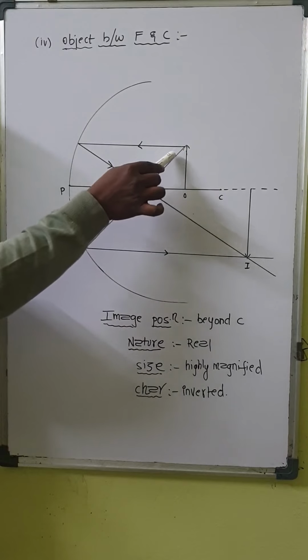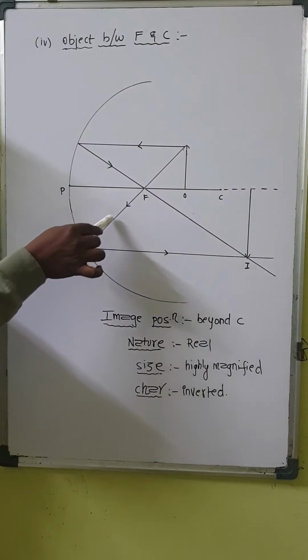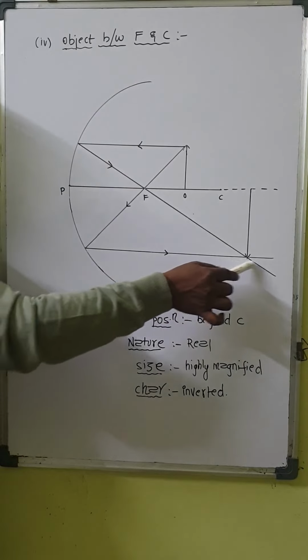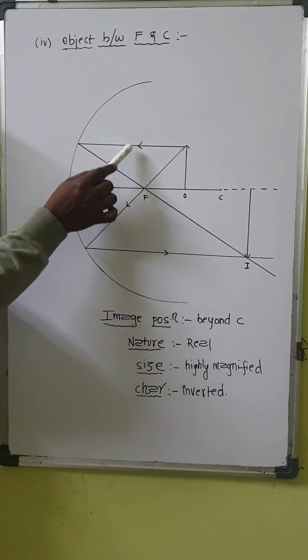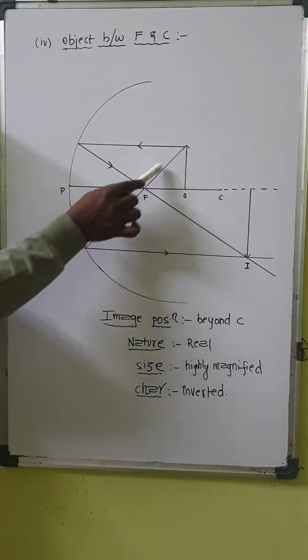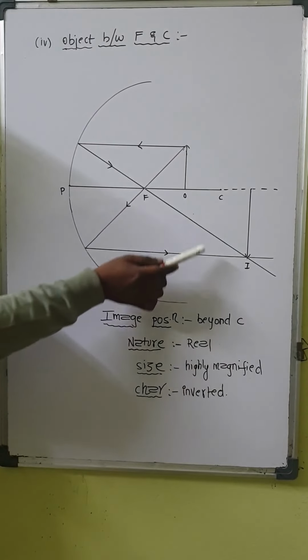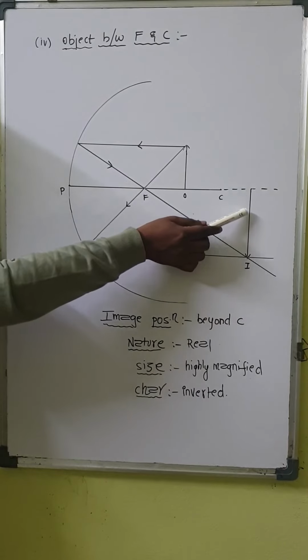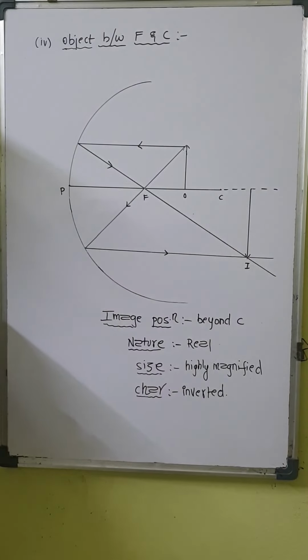Second light ray coming also from tip of the object but passing through focus, falls on the mirror, gets reflected and travels parallel to principal axis. So for first incident ray, reflected ray, for second incident ray, reflected ray. Both reflected rays are meeting at this point. From this point, draw a perpendicular. This will be the image of the object.